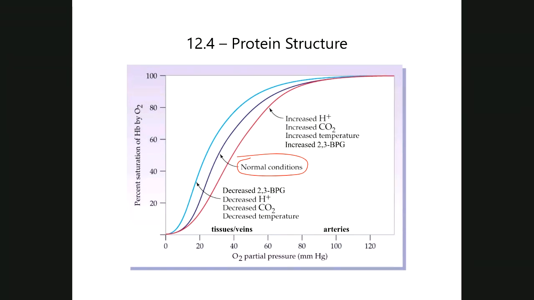If you look at these conditions, the light blue, teal-ish one is what we call the left shift curve. It has shifted to the left. This is the curve that results when you have decreased protons, so a higher pH, and decreased CO2. Temperature is another important effect. When you lower the temperature, the affinity of hemoglobin for oxygen will increase. This can technically be a good thing, because when people go into hypothermia, the oxygen is being captured by the hemoglobin in greater concentrations.